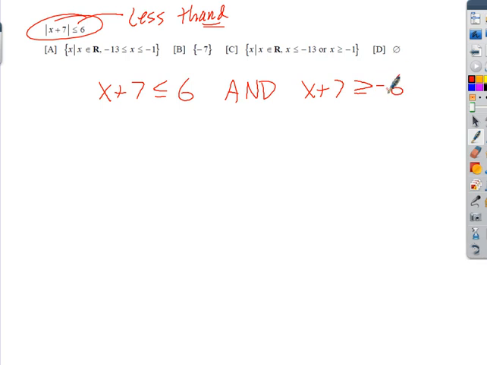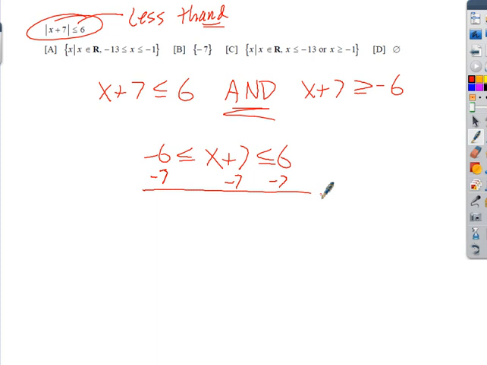Now, some people are also going to say that, you know what, you could have done that this way. X plus 7 is less than or equal to 6, and it's greater than or equal to negative 6. Do you see how I did that? I wrote that where it's really in between those two, and that is the way it is. I kind of like doing it this way, and you'll see in just a second. I'm going to subtract 7 from all three sides. It's like solving two equations in one.